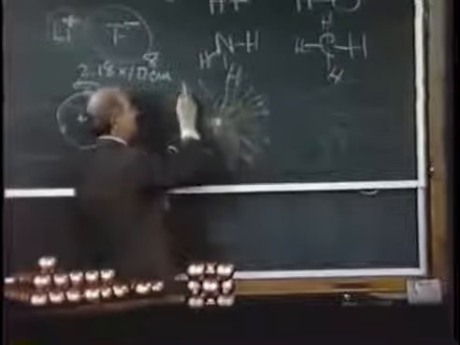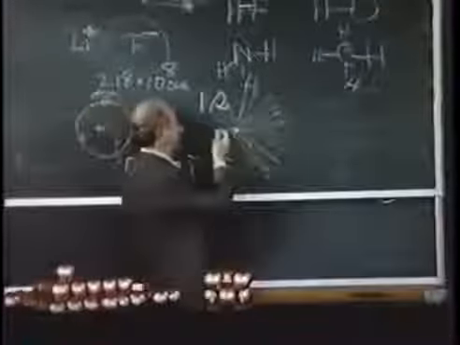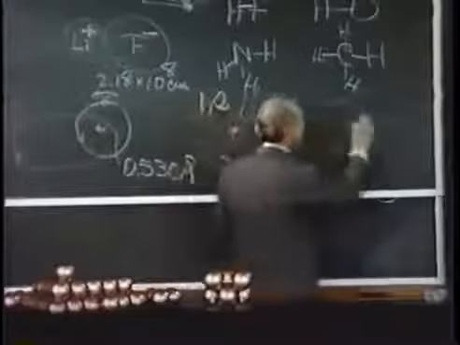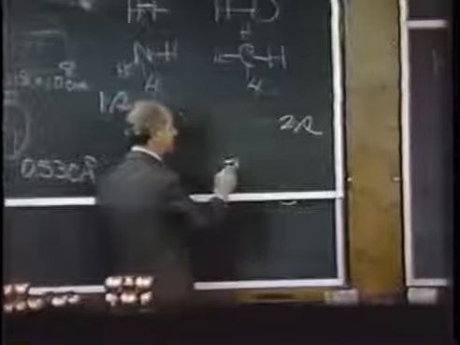The normal state is represented by the symbol 1s. We talk about the 1s orbital. Then the next state by the symbol 2s, and then the symbol 2p.